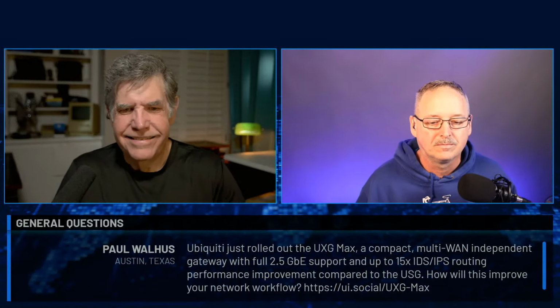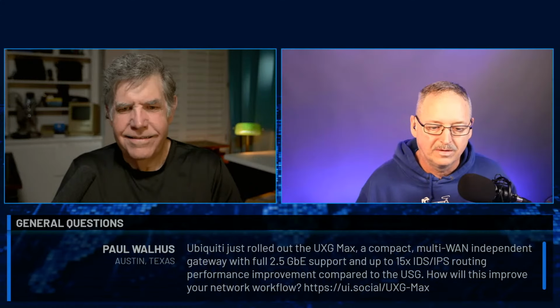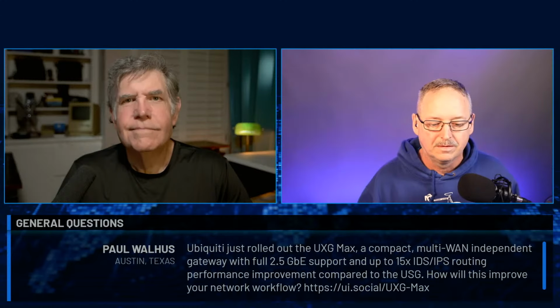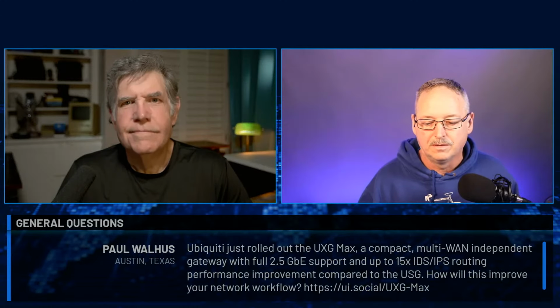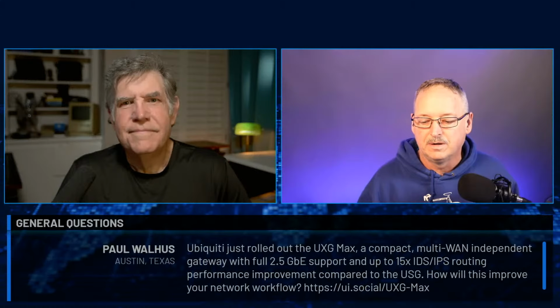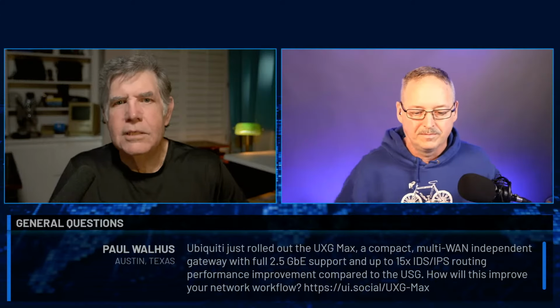Oh, that's me, I guess. Paul Wallace in Austin, Texas says Ubiquiti just rolled out the UXG Max, a compact multi-wide area network independent gateway with full 2.5 gigabit Ethernet support and up to 15 times IDS-IPS routing performance improvement compared with USG. How will this improve your network workflow? And Mickey's going to help us out here.